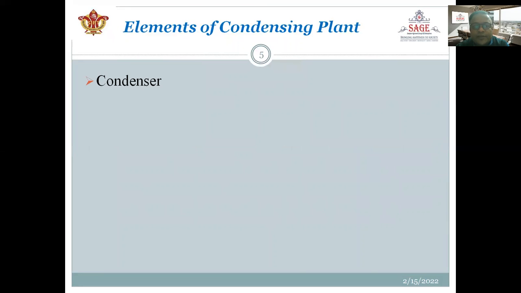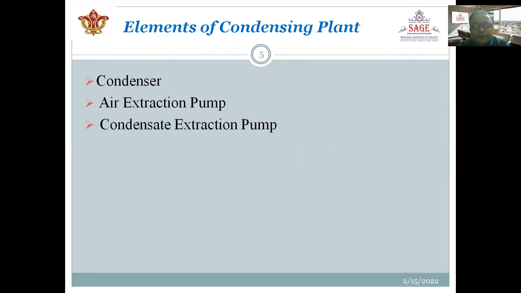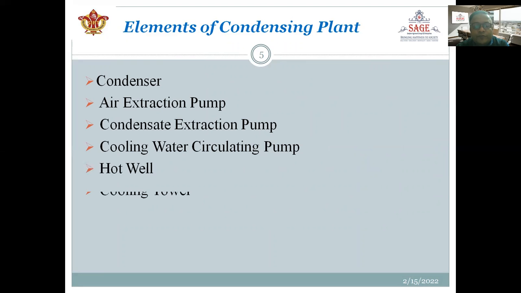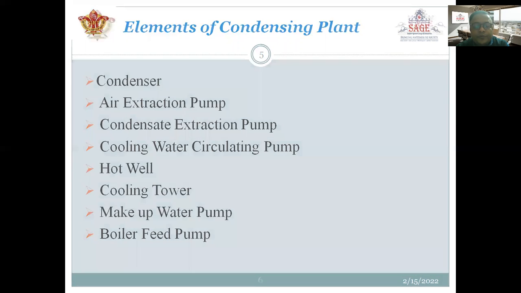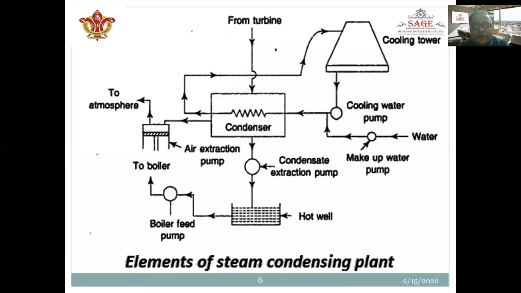What are the elements of the condensing plant? Condenser, air extraction pump, condensate extraction pump, cooling water circulating pump, hot well, cooling tower, makeup water pump, boiler feed pump. So this is the diagram in which all the elements are described. Steam will be exhausted to the atmosphere and air will be exhausted through this point. This is the diagram of the condensing plant where all the elements are clearly shown.